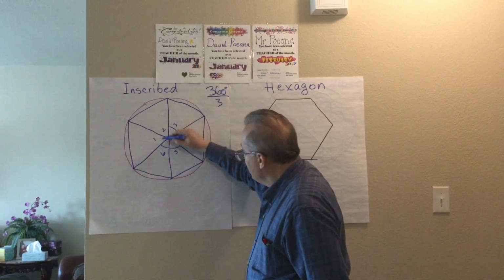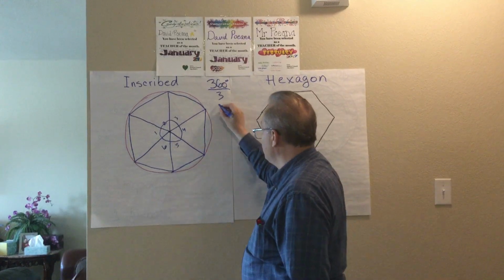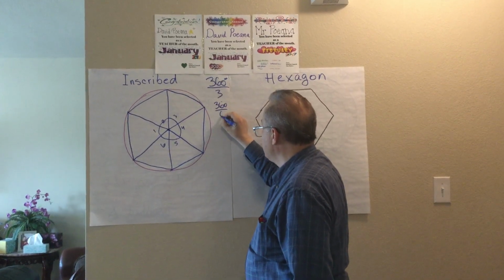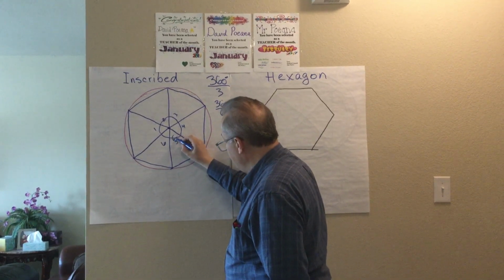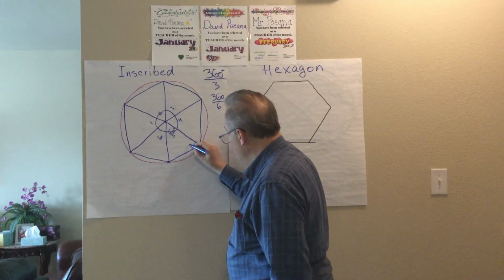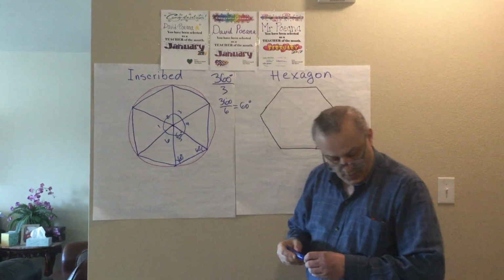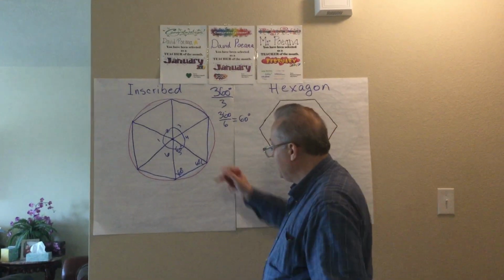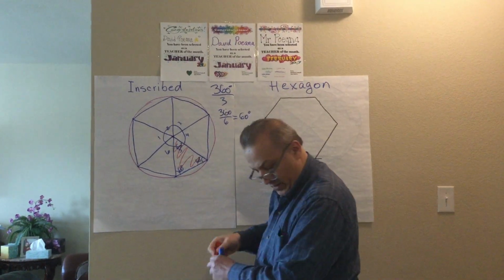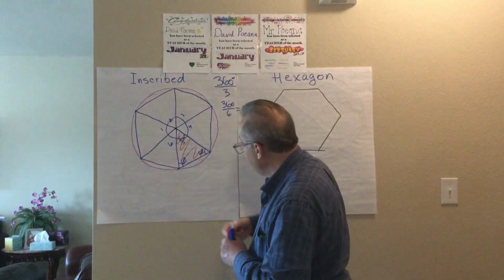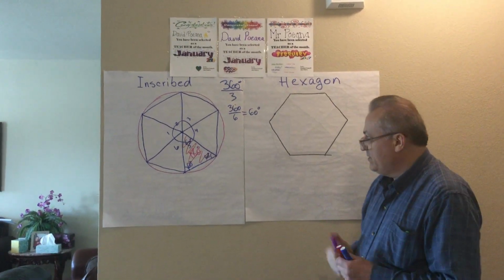If I have now 6 of those triangles, 6 of those angles, I divide 360 by 6, I get 60 degrees. If I have here 60 degrees, then this one would be also 60 degrees. This angle would be also 60 degrees. We already know that inside a triangle, I have how much? 180 degrees.